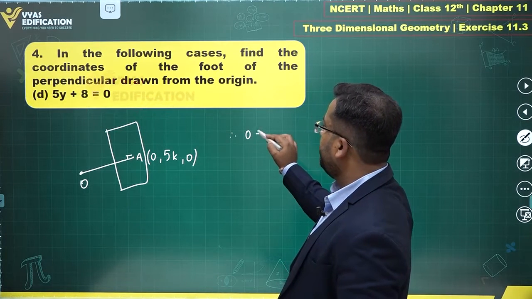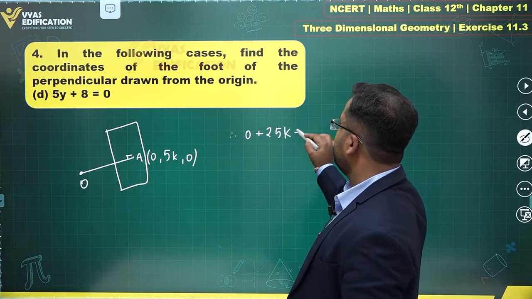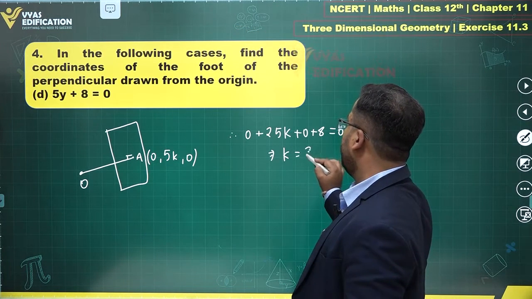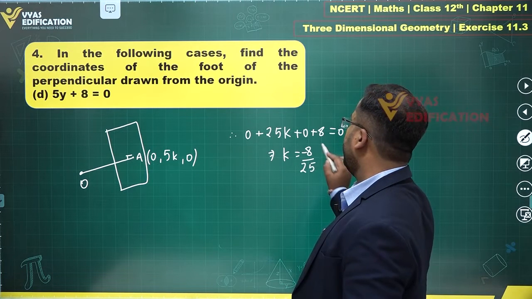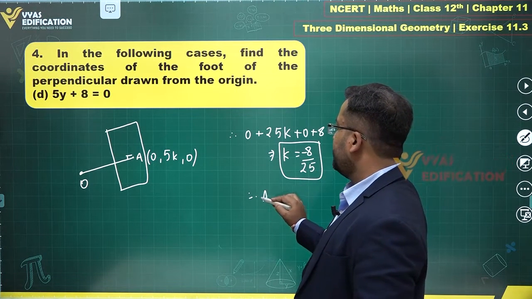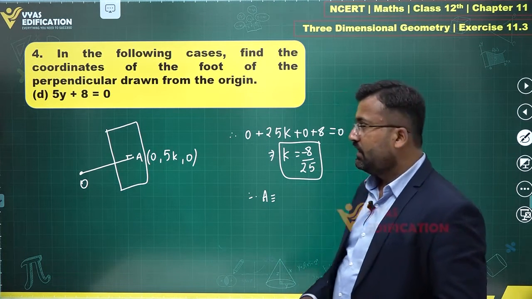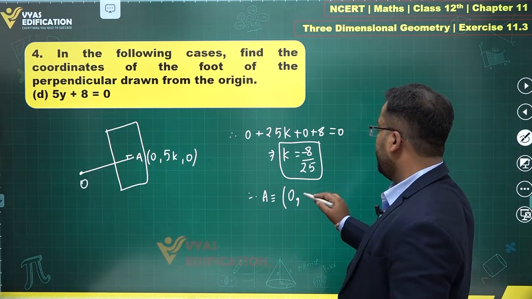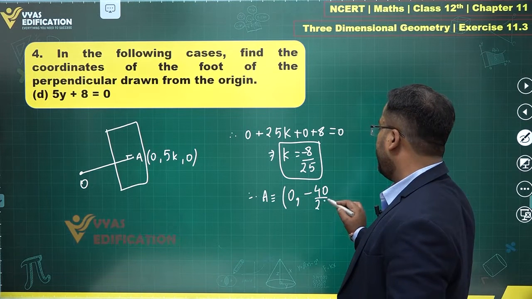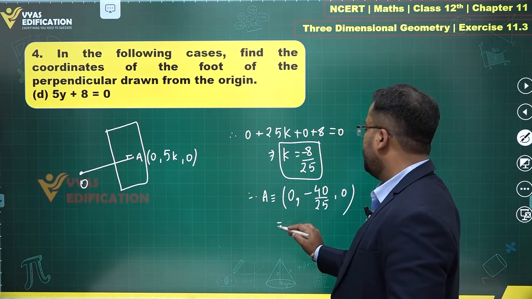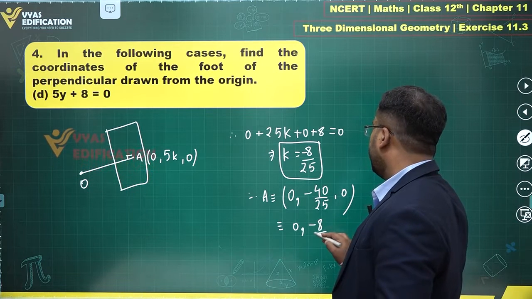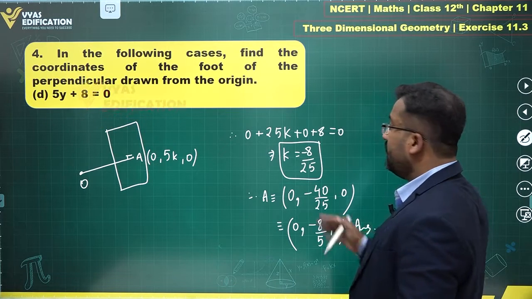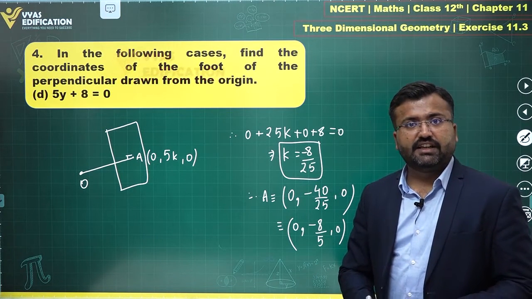Therefore 0 plus 25k plus 0 plus 8 will be 0, which tells me k will be equal to minus 8 upon 25. Therefore the foot of the perpendicular A will be 0 comma 5k, which is minus 40 upon 25 comma 0, which is 0 comma minus 8 upon 5 comma 0. That's my required answer for this fourth part D.